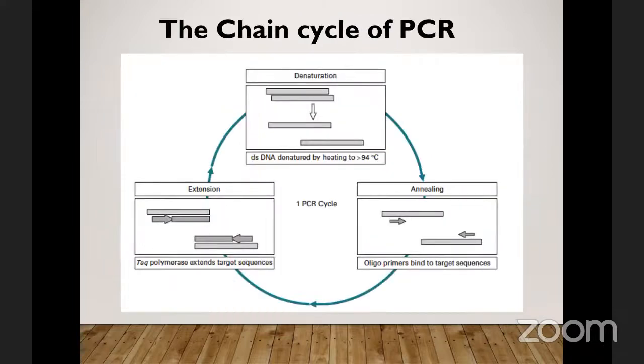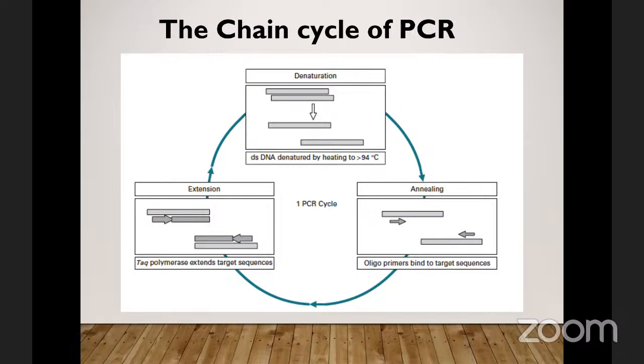Next slide, please. Okay, so the chain cycle of PCR: denaturation, annealing, extension, and elongation is called one PCR cycle, right? It's one PCR cycle. And usually in PCR, we could have 45 cycles, we could have 40 cycles, we could have 35 cycles, depending on the kit that you are using and how the kit was designed. So after all of this is just one cycle.